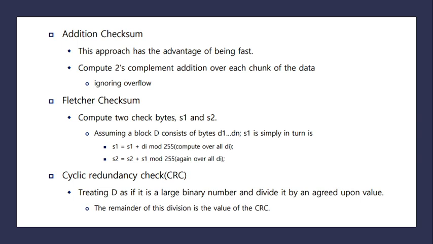Then comes another method, which is known as the cyclic redundancy check. Here, treating D as a big binary number, divide that by an agreed upon value. The remainder of this division is the value of the cyclic redundancy check, that is the CRC.